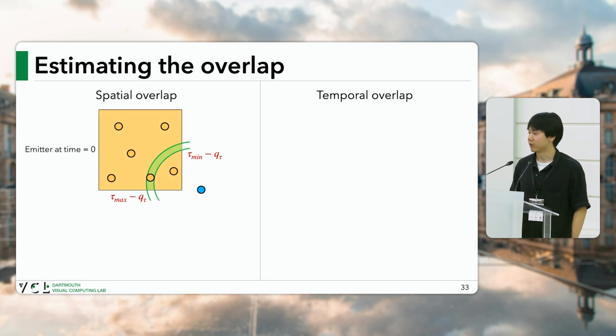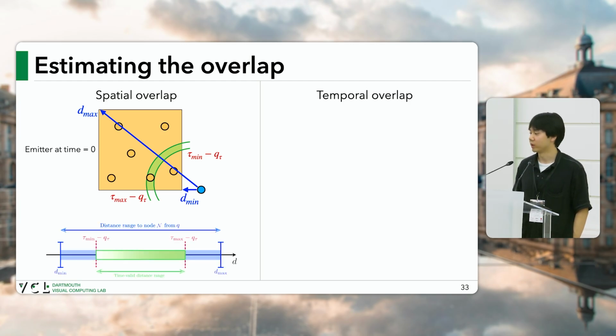So emitter vertices, for example, sit on the floor at time 0, so they only vary in space. So here the shell is a cross-section, and the valid connection distances are one interval. Here we have the light cone shell in green, and we can intersect that with the distance range from the query point to the node to get the spatial overlap.